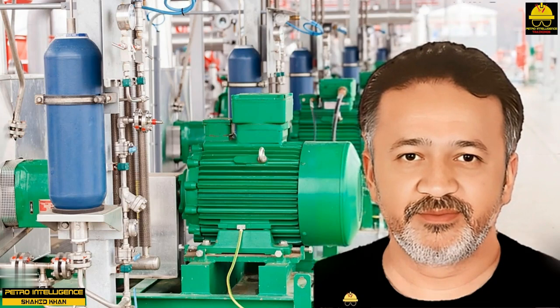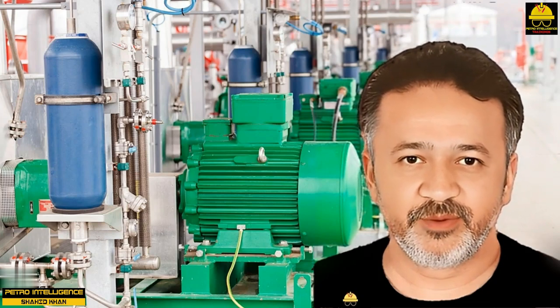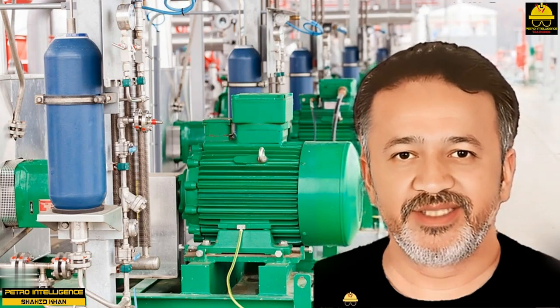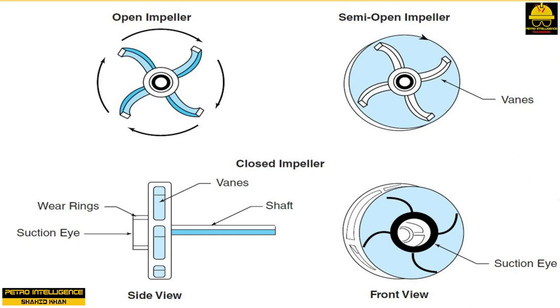Impeller design. The simplest type of centrifugal pump, a single-stage pump, has only one impeller. Multi-stage pumps have more than one. The impeller design comes in three basic types as shown in the picture.